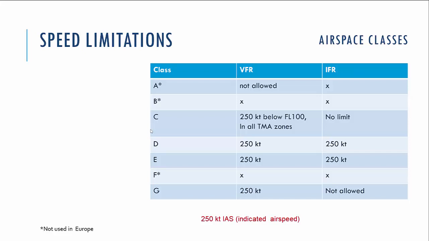For class C, there is a speed limit for VFR traffic of 250 knots below flight level 100, and also in all TMA zones. And there is no limitation for IFR traffic. So for class D and E, there is the speed limit of 250 knots for VFR and IFR traffic. And for class G, the same. For VFR 250 knots is the limit, and IFR traffic is not allowed in the G class.